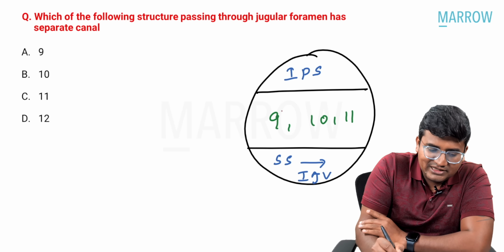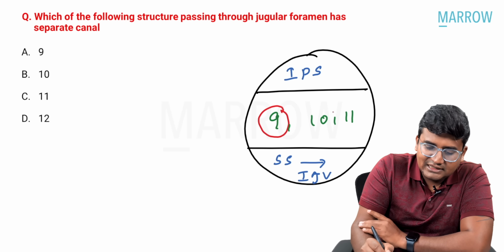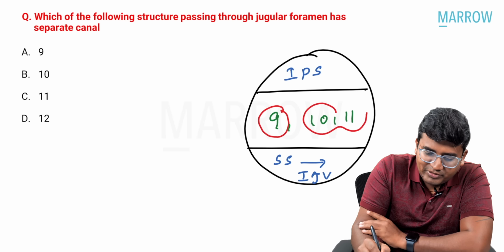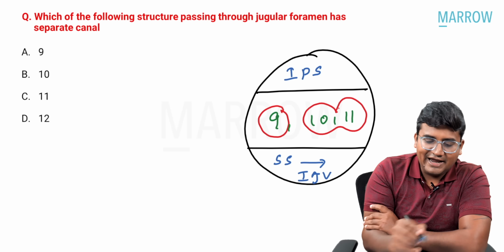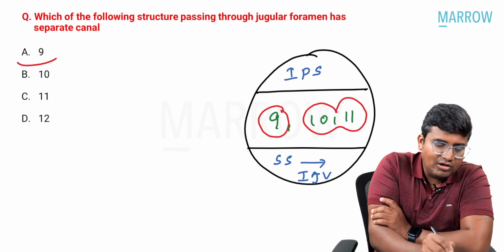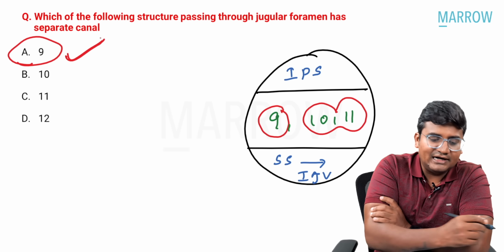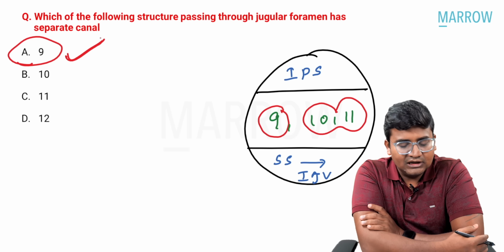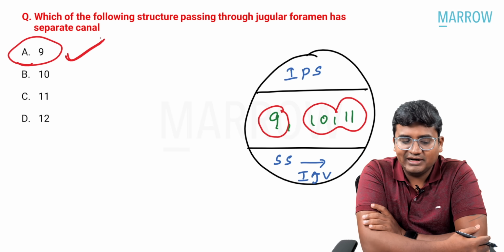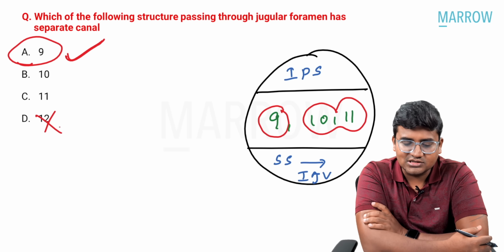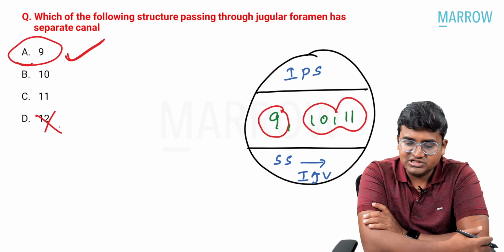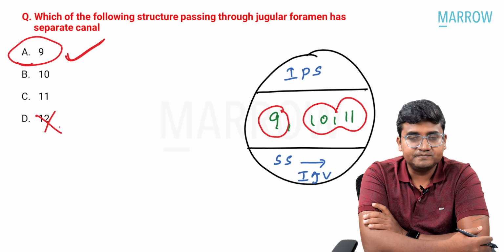9th nerve has the separate canal. The 10th nerve and the 11th nerve, they are passing through the common canal. That is the question. So 9th nerve is having the separate canal passing through jugular foramen, and that is the answer for this question. The 10th nerve and 11th nerve have a common canal. 12th nerve is not passing through jugular foramen, that is passing through hypoglossal canal. So answer for this question is option A, 9th nerve. Okay.